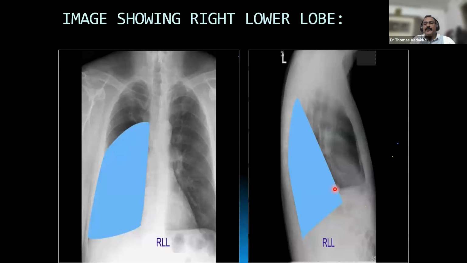See, this area is dedicated to the lower lobe. So this is for the apical segment of the right lower lobe, and the mediobasal segment, laterobasal segment, posterobasal segment, and anterobasal segment all come in the lower portion of this lower lobe.